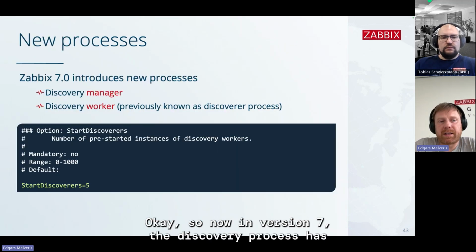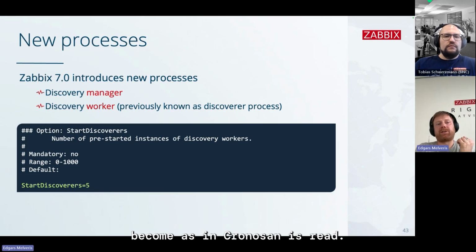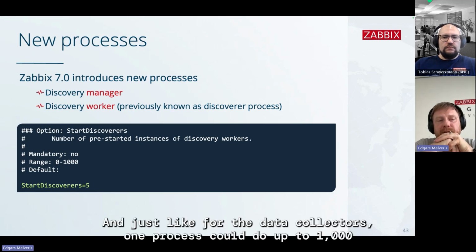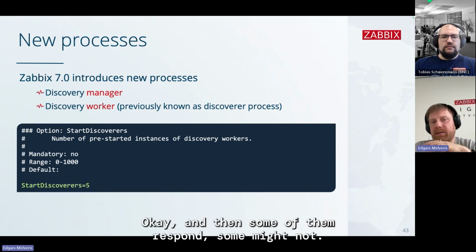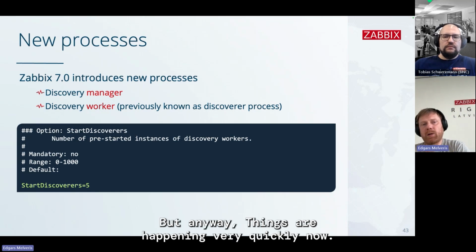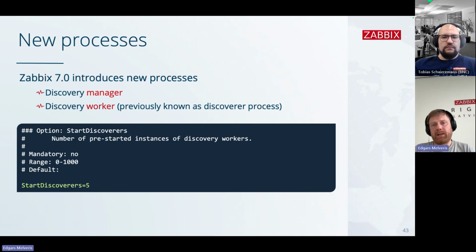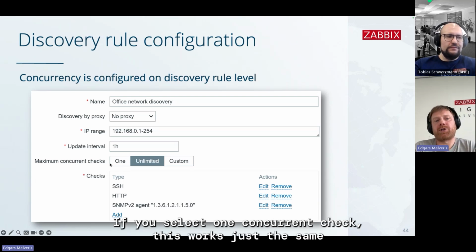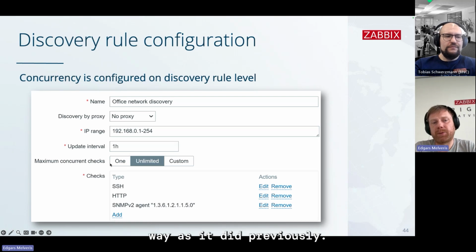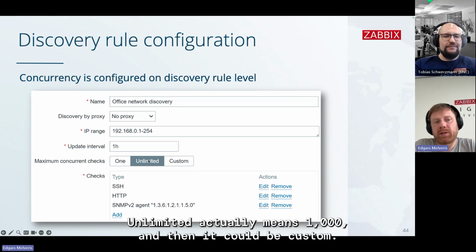Okay, so now in version 7, the discovery process has become asynchronous and is threaded. And just like for the data collectors, one process could do up to 1,000 connections in parallel. Some of them respond, some might not, but anyway, things are happening very quickly now. In the discovery rule itself, there is an option to limit. If you select one concurrent check, this works the same way as it did previously. Unlimited actually means 1,000, and then it could be custom.